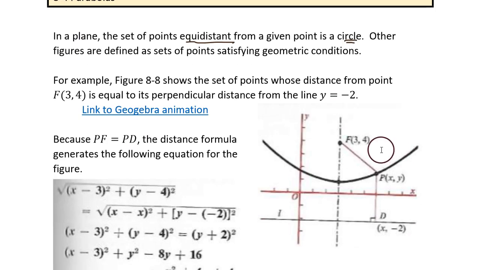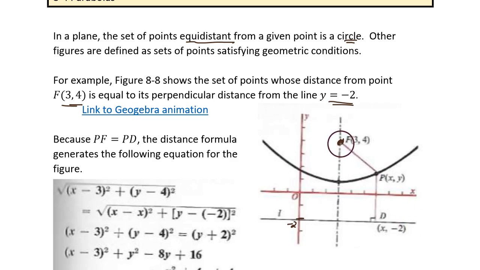In this figure, notice you see a parabola. This shows the set of points whose distance from point (3, 4) is equal to the distance to the line y = -2. Here is point (3, 4). It's given the letter F. And here on the grid is this horizontal line crossing the y-axis at -2. This is the line y = -2.